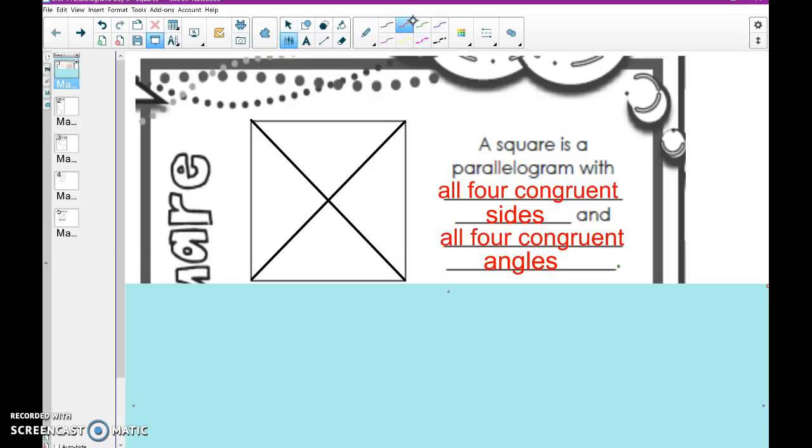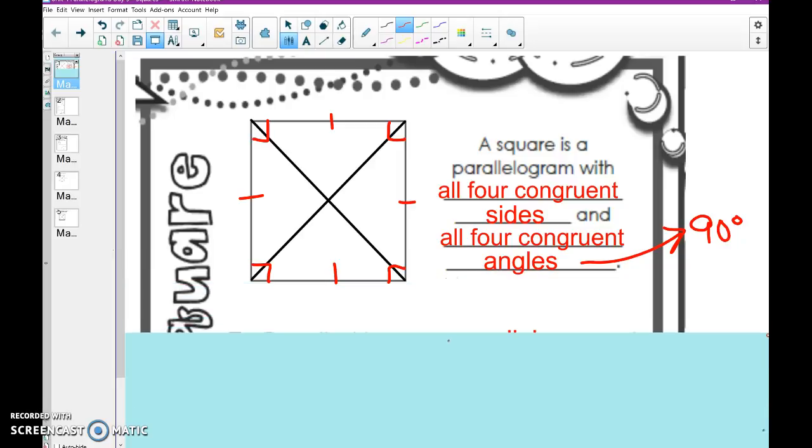If they have all four congruent sides, that means I can put little tick marks on all of these. You should do this on yours as well. And all of these angles are 90 degrees, because 360 degrees all the way around, split into four equal pieces, means each one has to be 90. So let's get those labeled. Alrighty, looks kind of funky there, but that is how you'd label it.